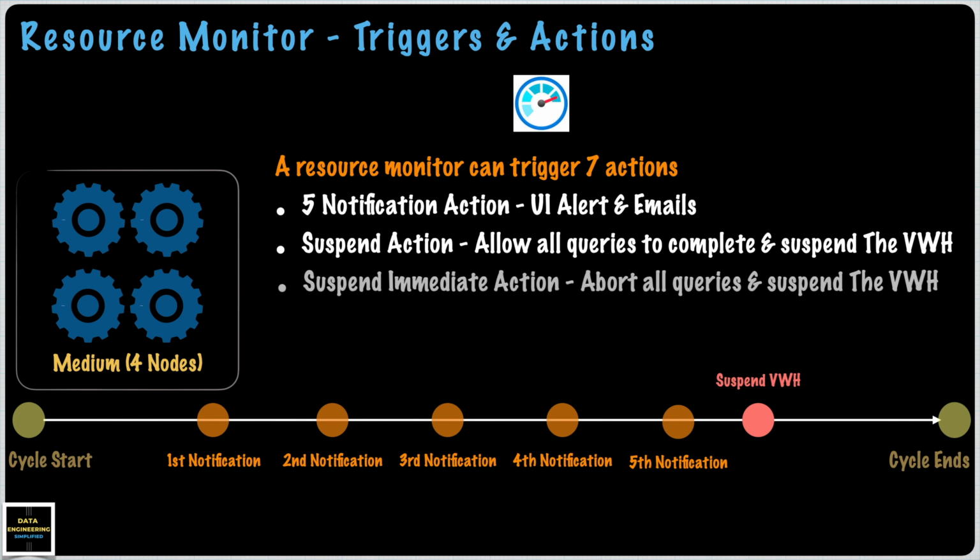Finally, we can have only one suspend immediate trigger where the virtual warehouse will be stopped by aborting all the running queries as soon as the percentage of credit usage crosses this limit. This again includes web UI notification and email notification. If we are defining an account level resource monitor and if the credit usage crosses any trigger point, be it suspend or suspend immediately, all the virtual warehouses within your Snowflake account will be stopped either gracefully or forcefully according to the action defined in your account level resource monitor.